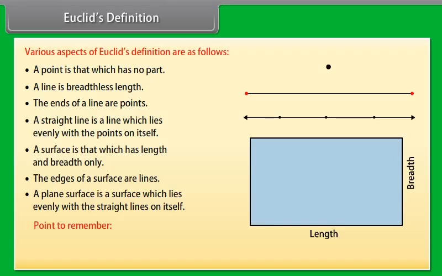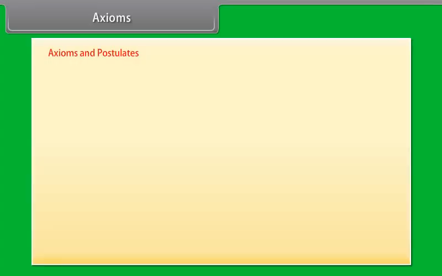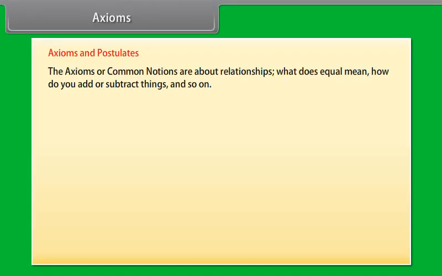Point to remember: a point, a line, and a plane are concepts only, and these terms are taken as undefined. Axioms. Euclid describes axioms and postulates, which we will discuss here. The axioms or common notions are about relationships. What does equal mean? How do you add or subtract things? And so on. These are assumptions which are self-evident truths.